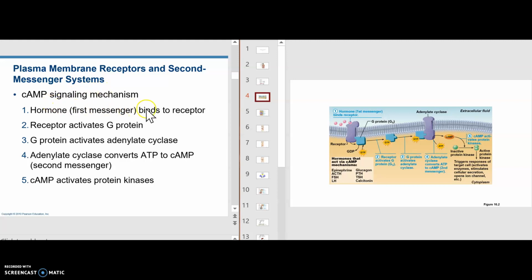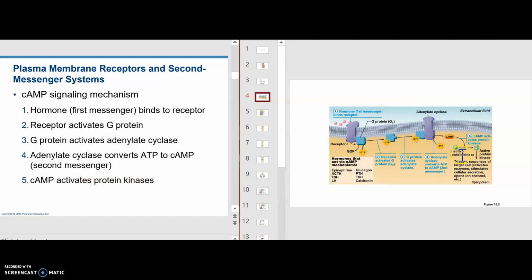So the hormone, the first messenger, binds to the receptor. The receptor activates something in the cell membrane called G protein. G protein activates an enzyme called adenylate cyclase. This enzyme converts ATP, adenosine triphosphate, to cyclic adenosine monophosphate. This is the second messenger. Okay? Then the second messenger activates some protein kinases.